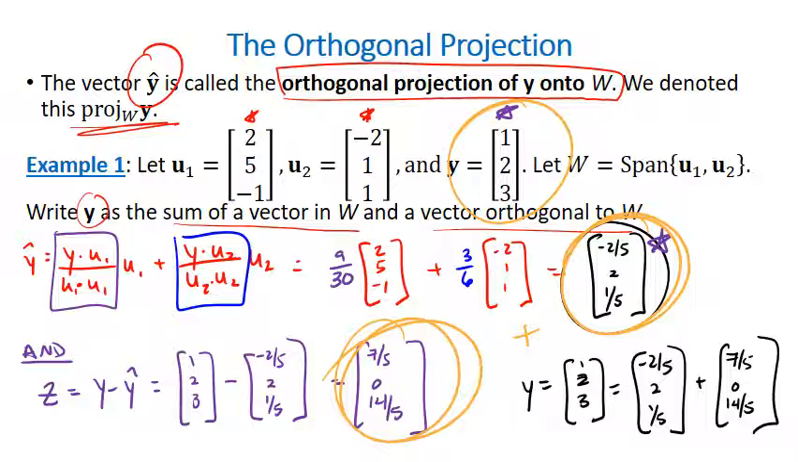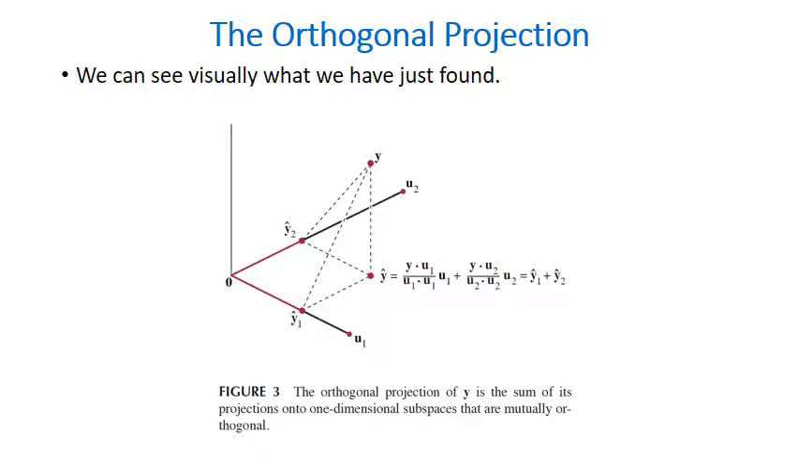Now, I know that some of you like illustrations, so this here is an illustration of what we just found. When the dimension of W is greater than 1, each term is an orthogonal projection of y onto a one-dimensional subspace that is spanned by one of the vectors in the basis. This little diagram can be found on page 351, and there's a nice little write-up about it if you have the desire to see this visually.